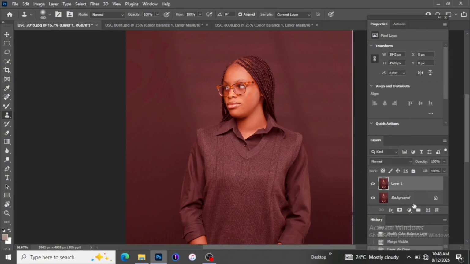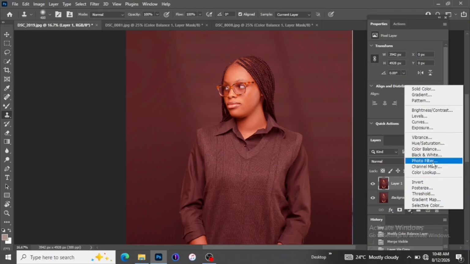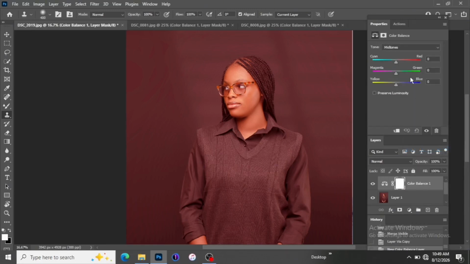This picture originally looks reddish in nature, so let me balance the color. Then I'll go to color balance. Remember, the opposite of cyan is red, and the opposite of red is cyan. The opposite of green is magenta, and the opposite of blue is yellow. Just like that, vice versa. This one is opposite to this one, this one is opposite to this one. So that's how it works.